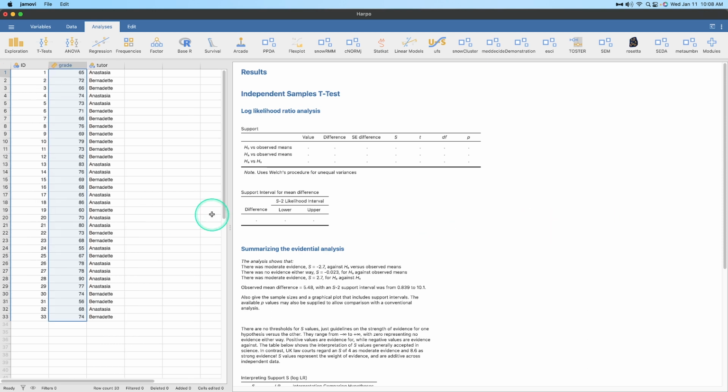All right. So let's talk about setting this up. I will get back to summarizing the evidential analysis here in just a second. So ignore that, right?